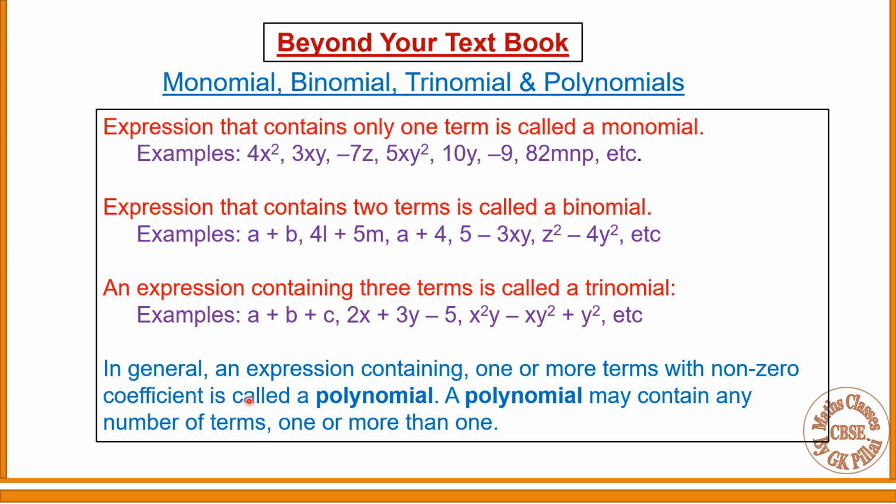In general, an expression containing one or more terms with non-zero coefficient is called a polynomial. This is a proper definition of a polynomial. A polynomial may contain any number of terms, one or more than one. Even if there is one term, we can call it a polynomial.